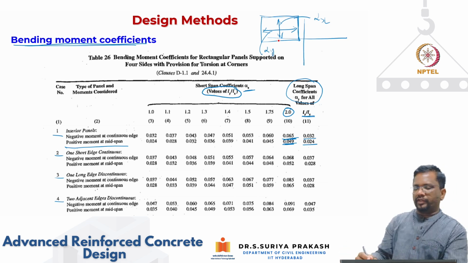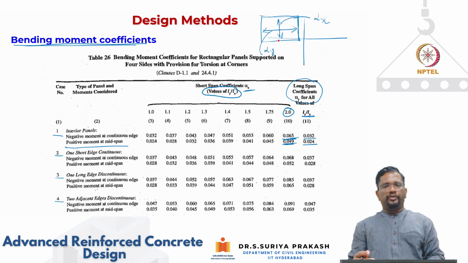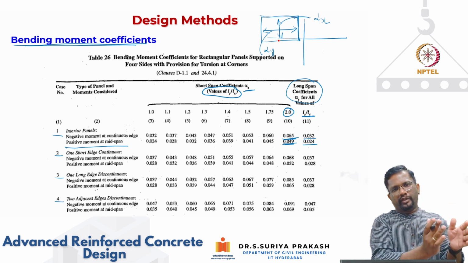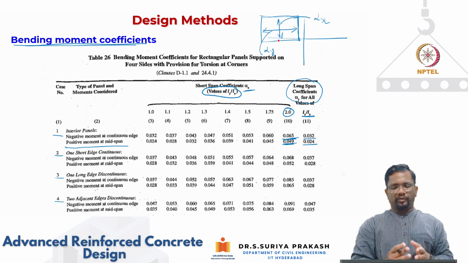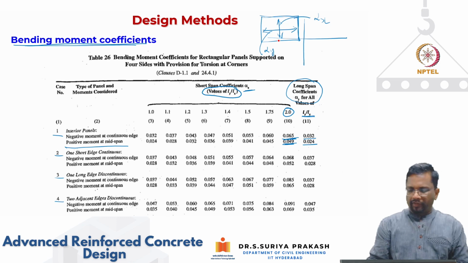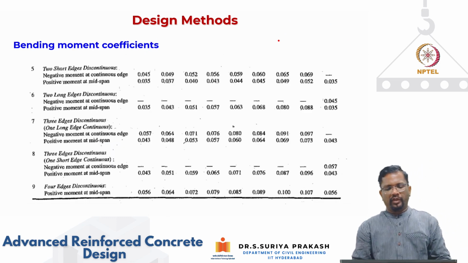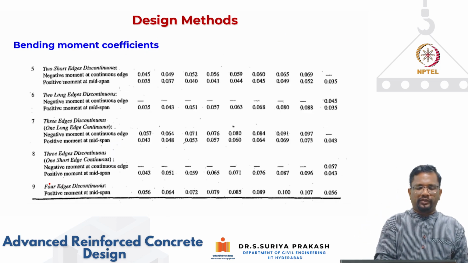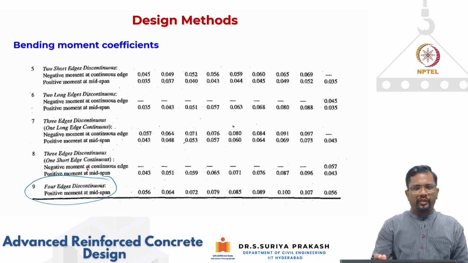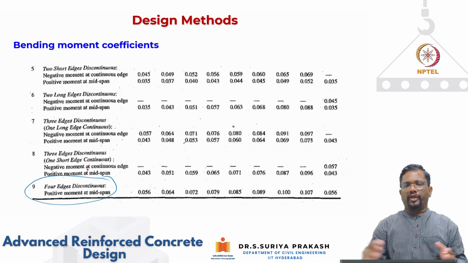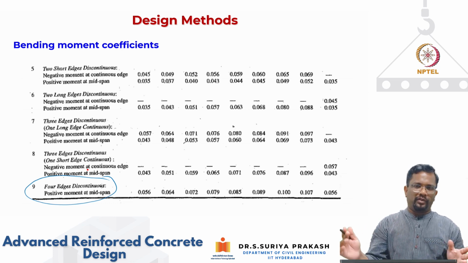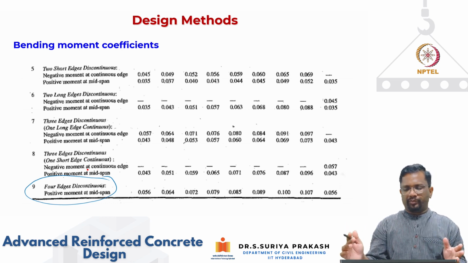Of course, for alpha x and alpha y, you have two values given depending upon whether you're looking at the negative moment or positive moment, right? Similarly for other boundary conditions there are also values. For example, let's look at the last case. Four edges are discontinuous. That means the slab panel is simply supported. There is no continuity, and all four edges are not continuous. It's a simply supported slab panel.